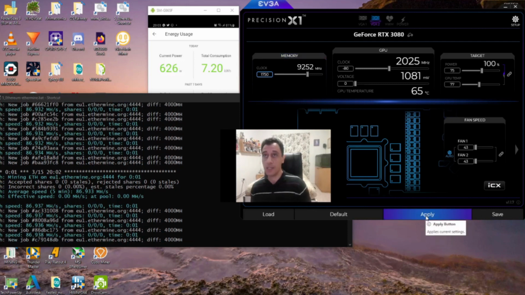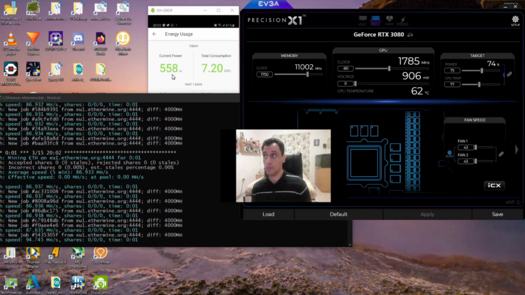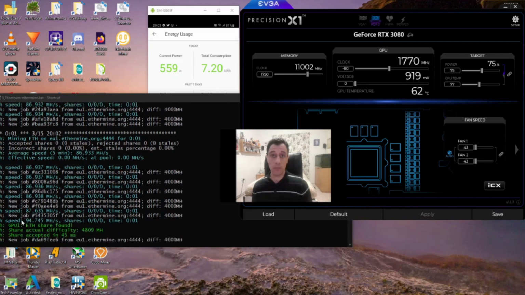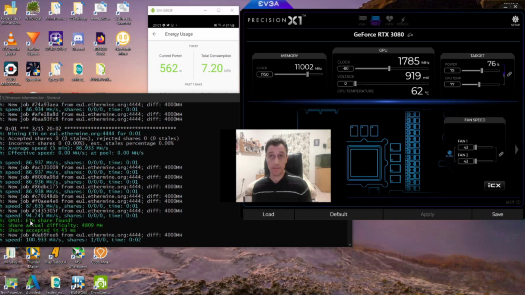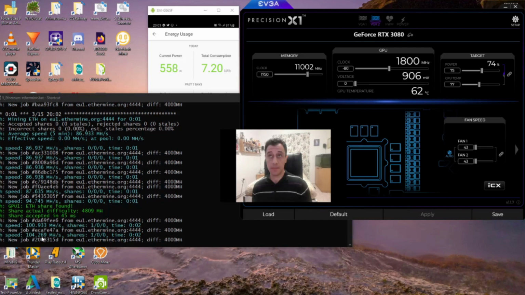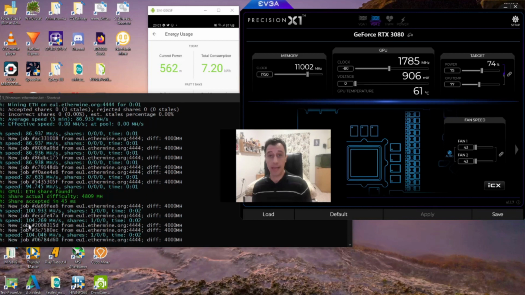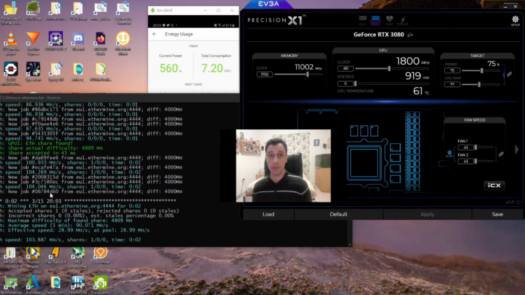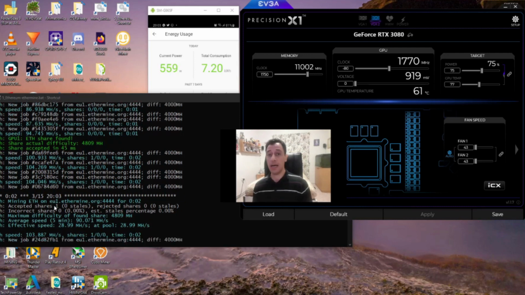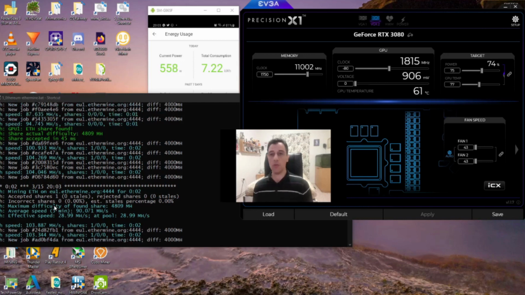I'm going to apply the changes. Watch the power, it's going down, okay, and watch the hash rate is going up, 94, 100.9, 104.2, and there's your 104 mega hash right there, 104 mega hash plus. I've even seen 105 mega hash sometimes as well, but it all depends.